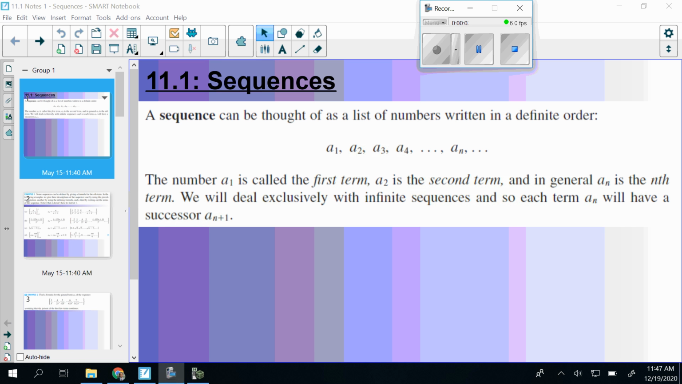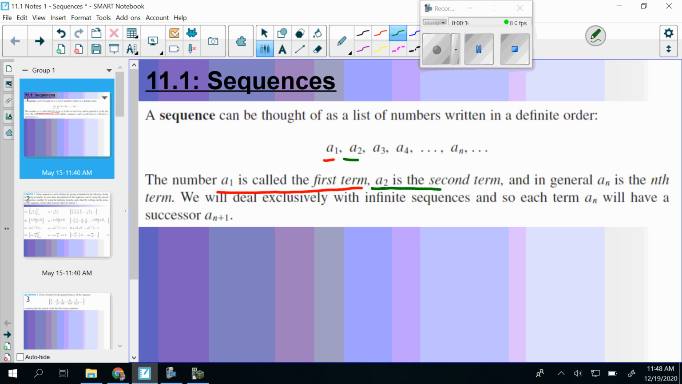All right, we're going to look at sequences. A sequence can be thought of as a list of numbers written in a definite order. So here you can see an example of a sequence. A1 here would be the first term. A2 would be our second term, and so on. And we would keep going with this infinite sequence.